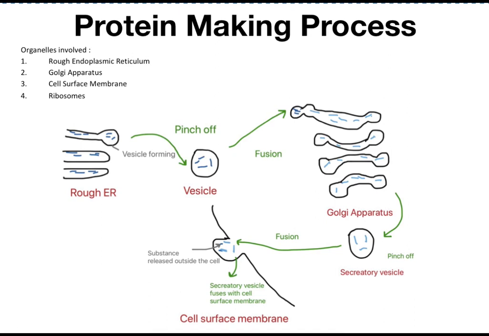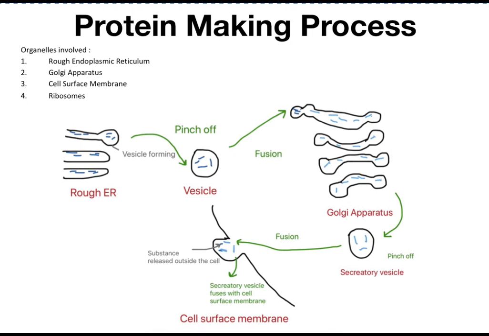These proteins are then moved into a vesicle, and this vesicle pinches off. This vesicle then fuses with the Golgi apparatus and releases its contents into the Golgi apparatus. The substances made by the rough endoplasmic reticulum will then be modified inside the Golgi apparatus.